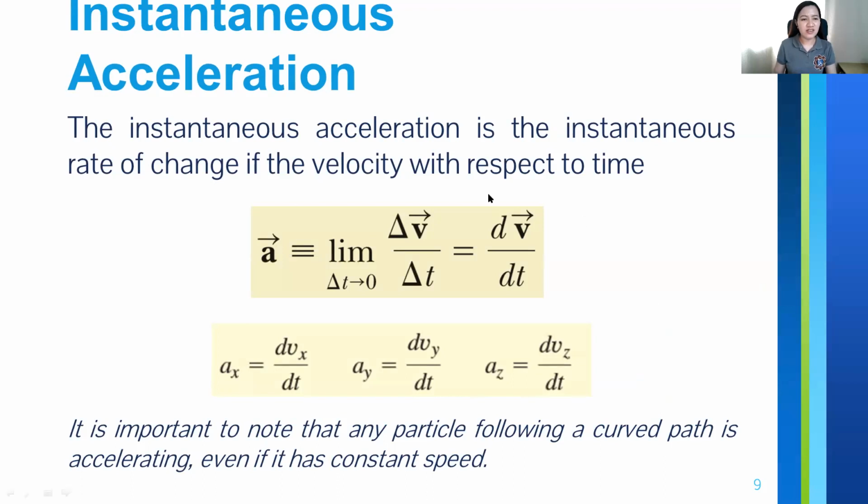Okay, and then we have instantaneous acceleration. The instantaneous acceleration is the instantaneous rate of change of the velocity with respect to time. As we have discussed, it's the limit of delta v over delta t as delta t approaches 0. We make delta t approach 0 because we cannot find the velocity or the acceleration if we just divide by 0, since it is undefined. So we just find the value which this ratio approaches. It's important to note that any particle following a curved path is accelerating even if it has a constant speed.